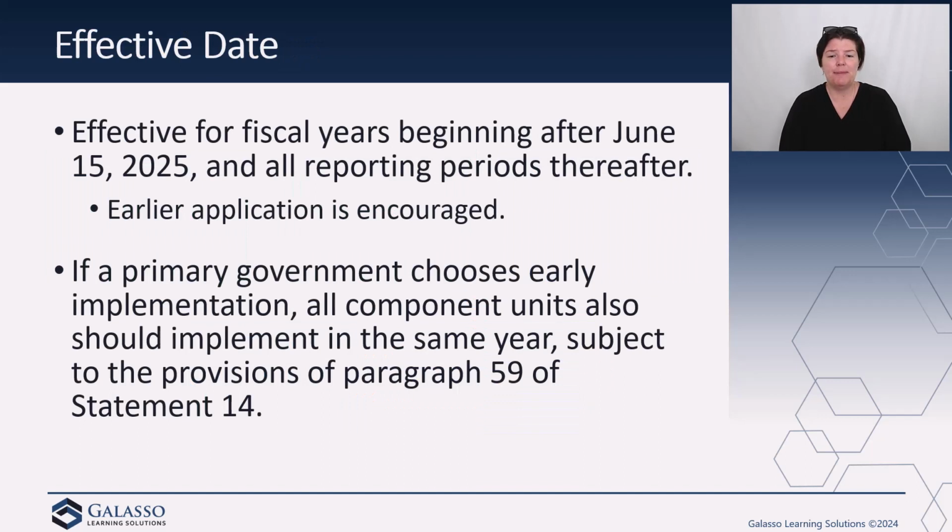So this is a pretty big standard, as you can probably imagine here. And so it does have a lot to it, even though it doesn't have those governmental funds. And so the effective date is going to be for fiscal years beginning after June 15th, 2025, giving us a little bit of a runway, and all reporting periods thereafter. Earlier application is encouraged. And if you are going to early adopt, all component units should implement in the same year, subject to the provisions of paragraph 59 of Statement 14.